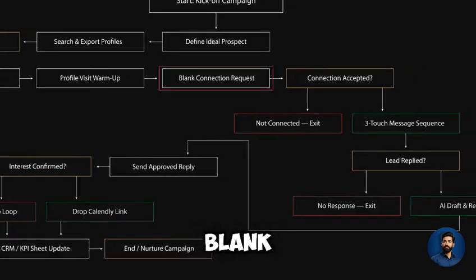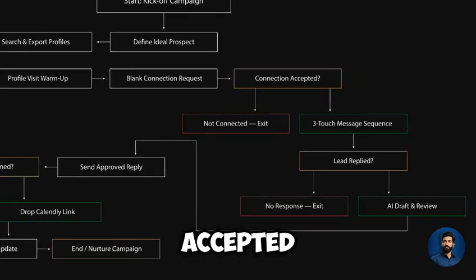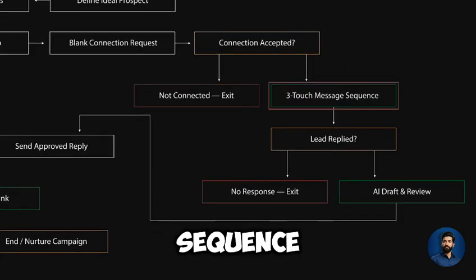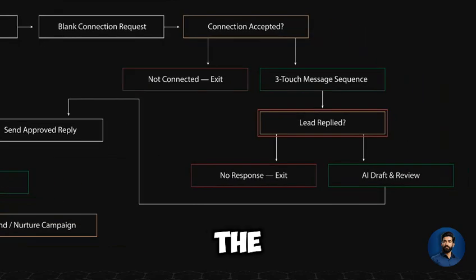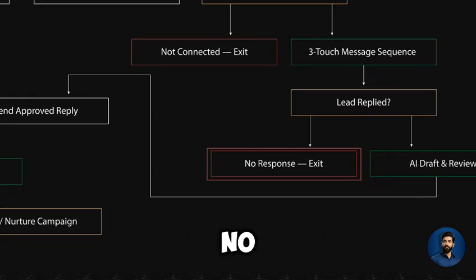It then sends a blank connection request, no message, as a low-friction way to connect. If the connection is accepted, we proceed to the messaging sequence. If not, that lead is exited from the campaign. Next, the system checks if the prospect replied. Similarly, if there is no response after all messages, that lead is exited from the campaign as well.